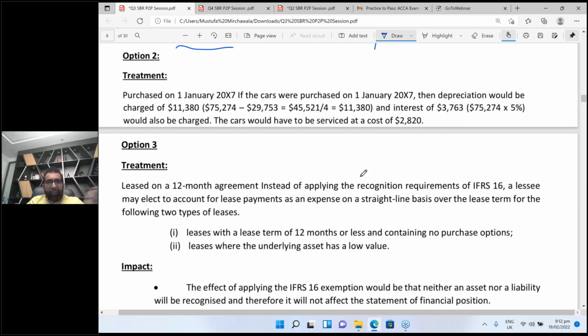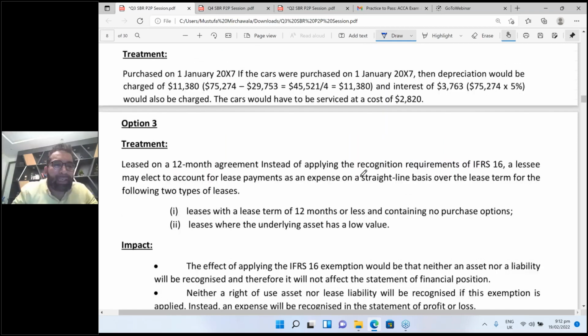Option number three, these are the basic discussion of IFRS 16. Leases on a 12-month agreement: instead of applying the recognition requirement of IFRS 16, we are not going to recognize it. Recognize means ROU debit and lease obligation credit. A lessee may elect to account for the lease payment as an expense on a straight line basis over the lease term. Now you can simply book expense debit and cash credit.